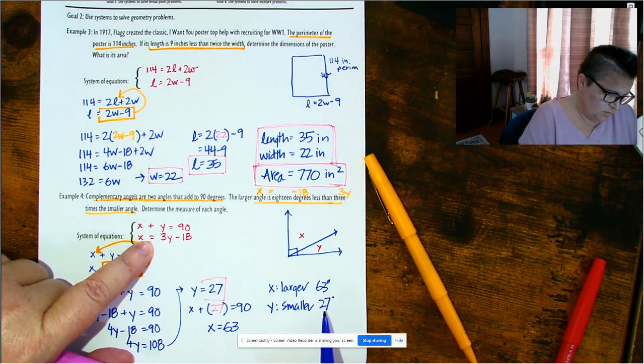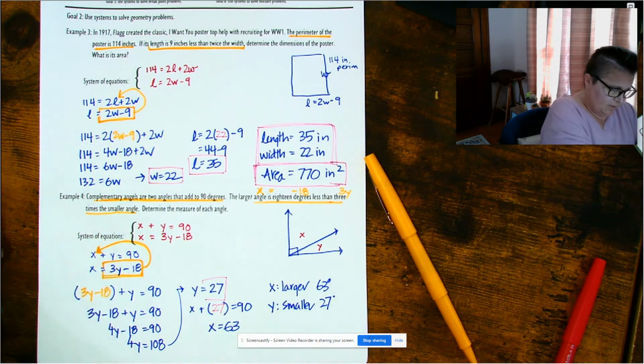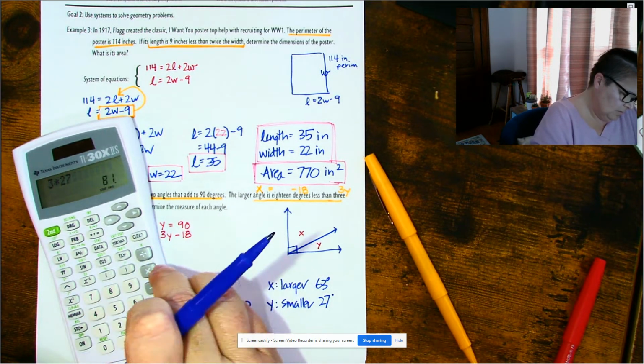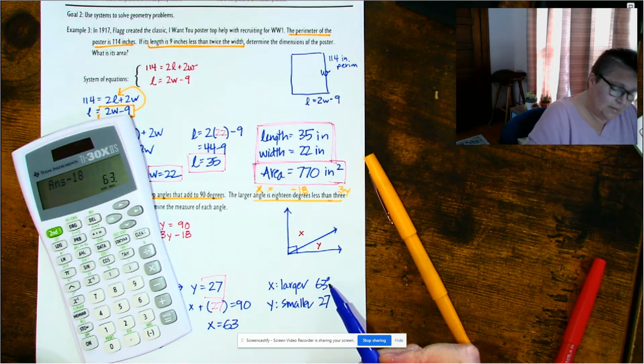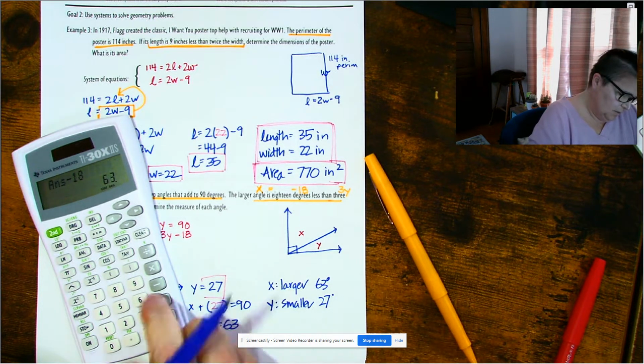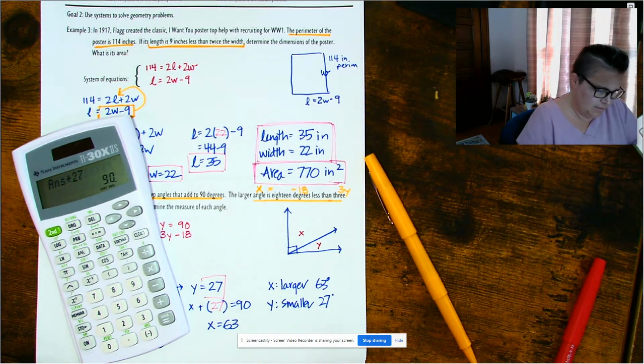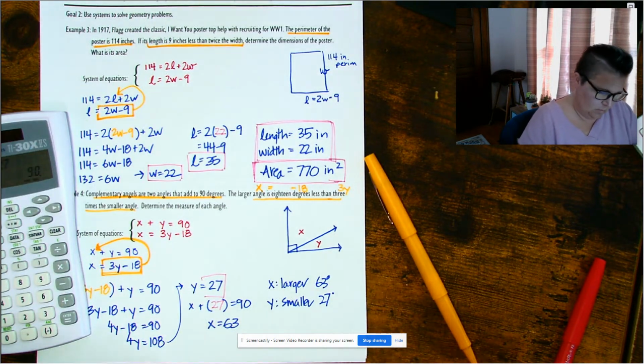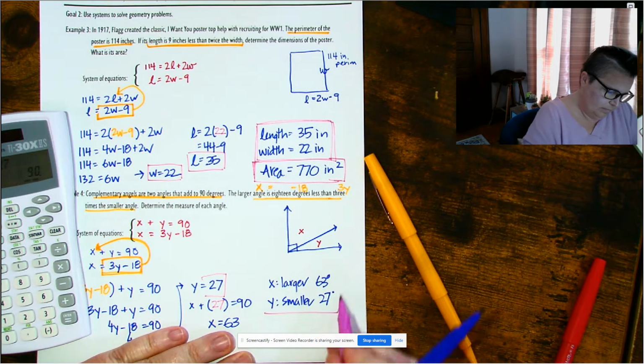Okay, if I do 3 times 27 and I subtract 18, I do get 63, so that worked. And 63 plus the 27, if I add them together, I'm supposed to get 90, and I did. That worked. Okay.